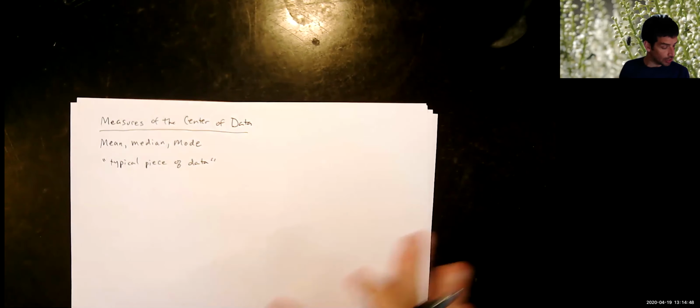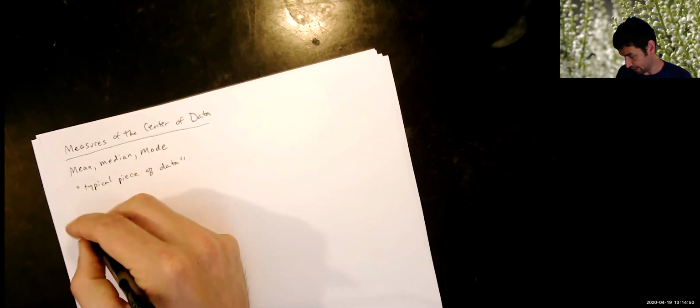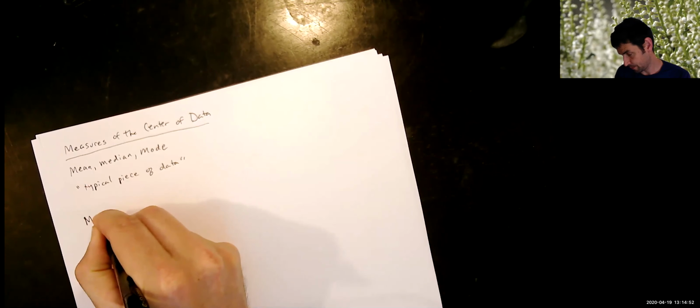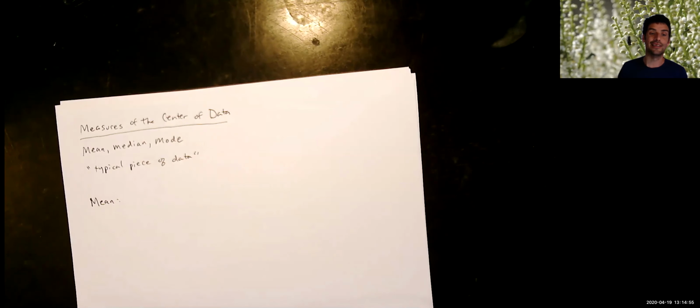Okay, so let's start with the mean. Technically speaking, this is called the arithmetic mean, but it's the only mean we're going to talk about, so we're just going to use mean. There are other means out there. There's something called the geometric mean, and there are others as well. But for us, we're just going to talk about the mean.